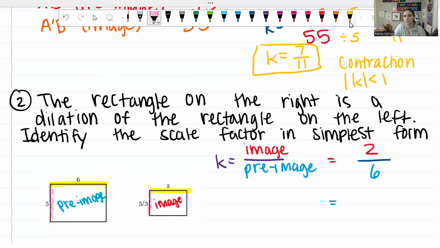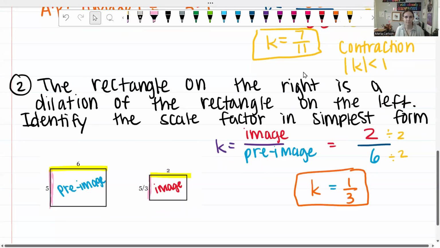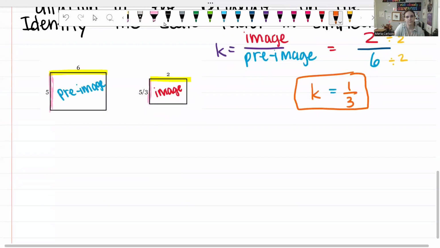Now 2 over 6, I can divide both of these by 2. So 2 over 6 is going to simplify to 1 over 3. So K is 1/3, and that does make sense because I see that to go from the pre-image to the image, it became smaller. All right, number 3.